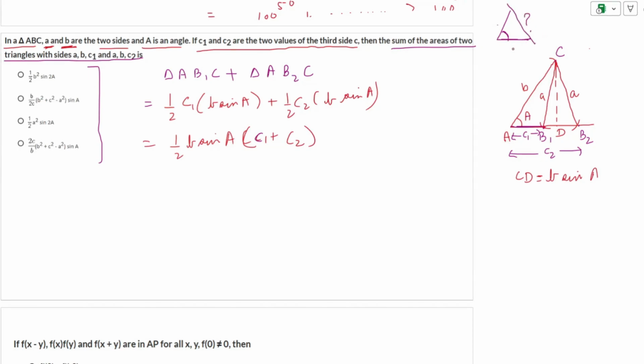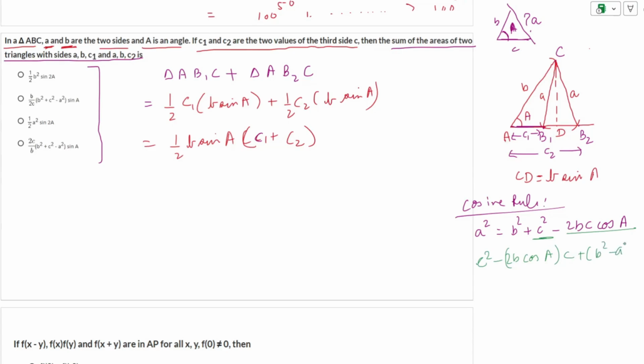That is the cosine rule, right? Let me quickly write the cosine rule. This third side is a. a squared is equal to b squared plus c squared minus 2bc cos A. How is that going to help me with two values of c? It's a quadratic in c. You see that? Let me rewrite that. You get c squared minus 2b cos A c plus b squared minus a squared is equal to 0. That's the quadratic in c.